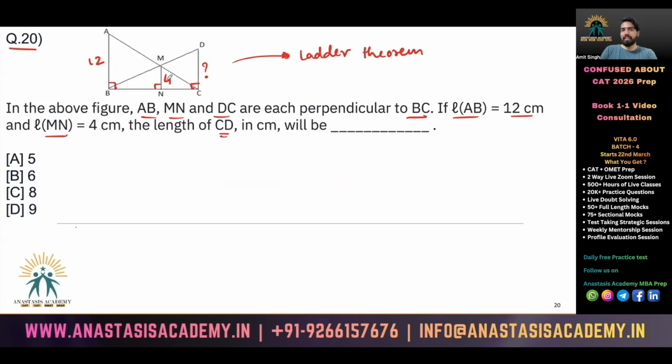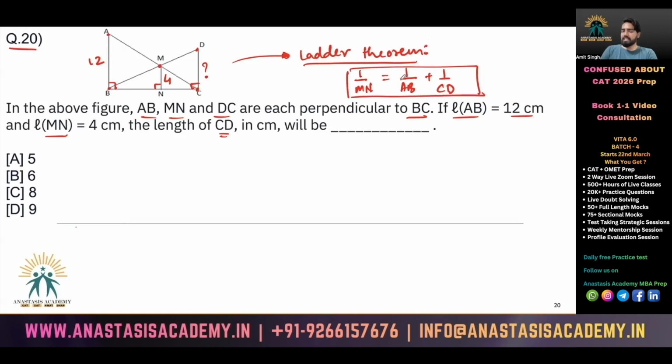This ladder theorem says that if I join the top of this tower or this height to the foot of the other height, and the top of this height to the foot of the other height, the point where they meet, if I draw a perpendicular to the base, this length would be given by the ladder theorem. It can be found as 1 upon MN equals 1 upon AB plus 1 upon CD, right? This is known as the ladder theorem.